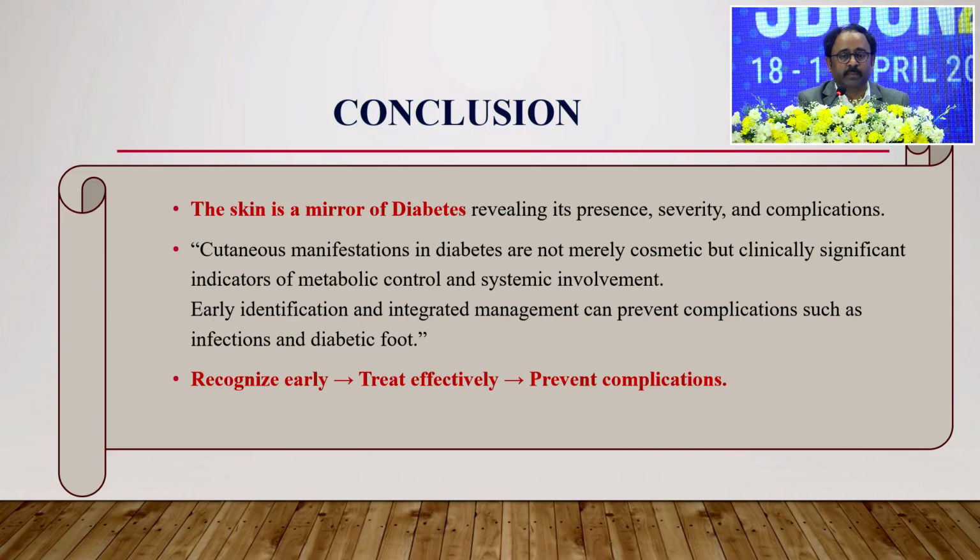So my dear friends, to conclude, the skin is a mirror of diabetes, and we should not miss the diagnosis. Early screening, early diagnosis, and early treatment are very important in our clinical practice, revealing its presence, severity and complication. Cutaneous manifestation in diabetes is not merely cosmetic, but a clinically significant indicator of metabolic control and systemic involvement. Early identification and integrated management, especially by us clinicians. We should join hands with the other consultants, including dermatologists, find the diagnosis and apply prompt treatment. Recognize early, treat effectively, and prevent the complications. Thank you very much.